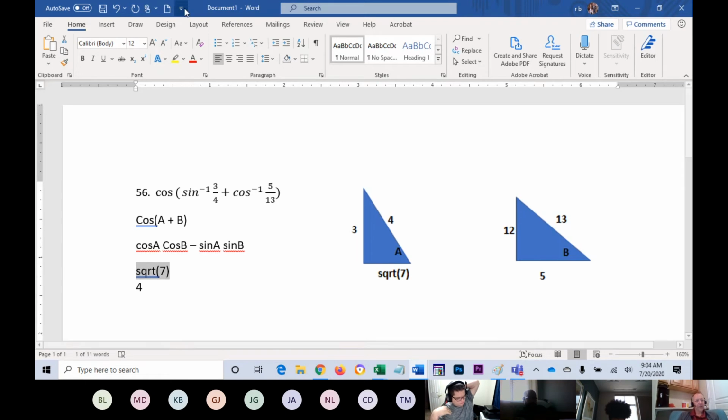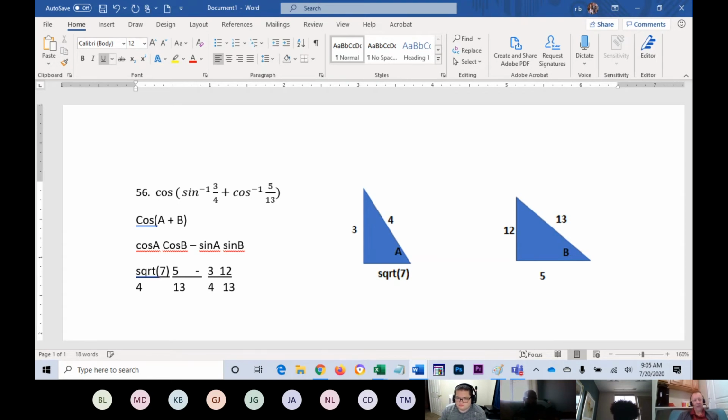Remember, it's hard for me to type all this. I'm going to try to make this look good. So square root of 7 over 4, times 5 over 13, and then minus sine of alpha, which is 3 over 4, times the sine of beta, which is 12 over 13.